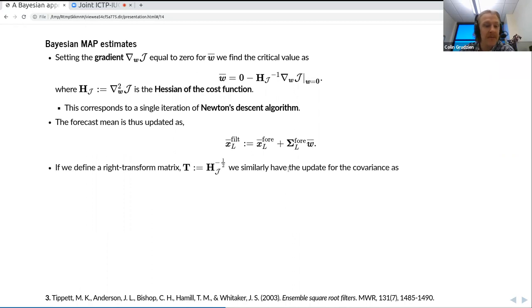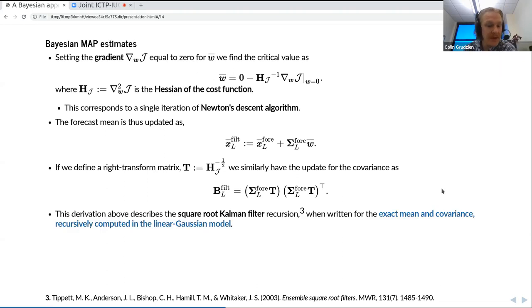And if we subsequently define the right transform as the square root inverse of the Hessian, we similarly have an update for the covariance, where if we take a right multiplication of the matrix factor with this T, and then take its outer product with itself, this gives the filtered covariance. So this derivation describes the square root Kalman filter recursion when it's written for the exact mean and covariance as recursively computed for a linear Gaussian model.